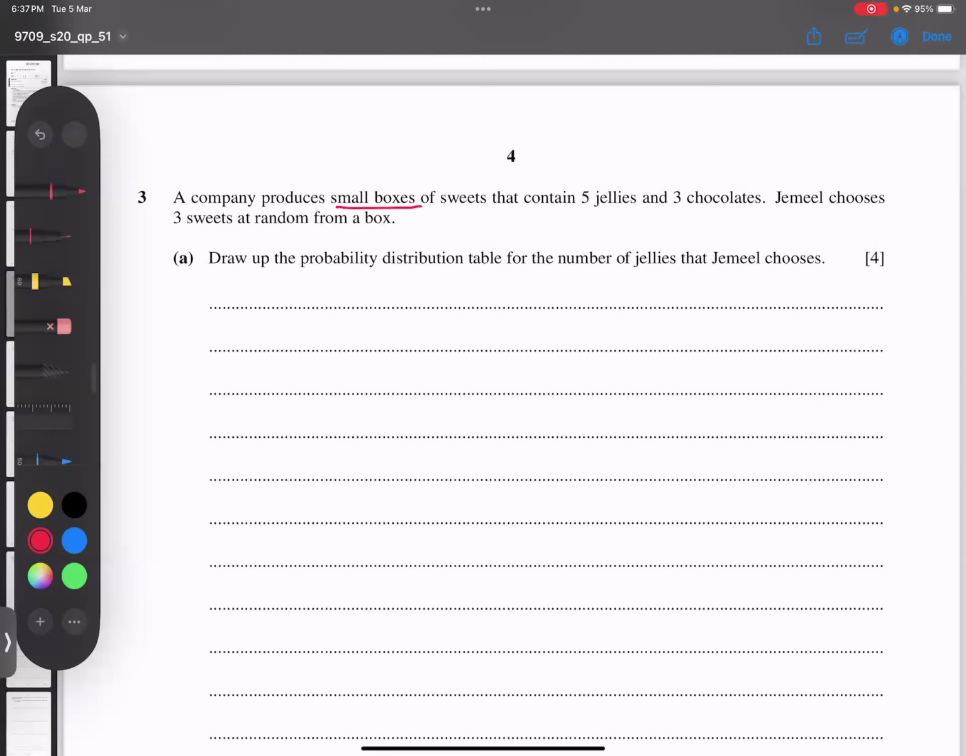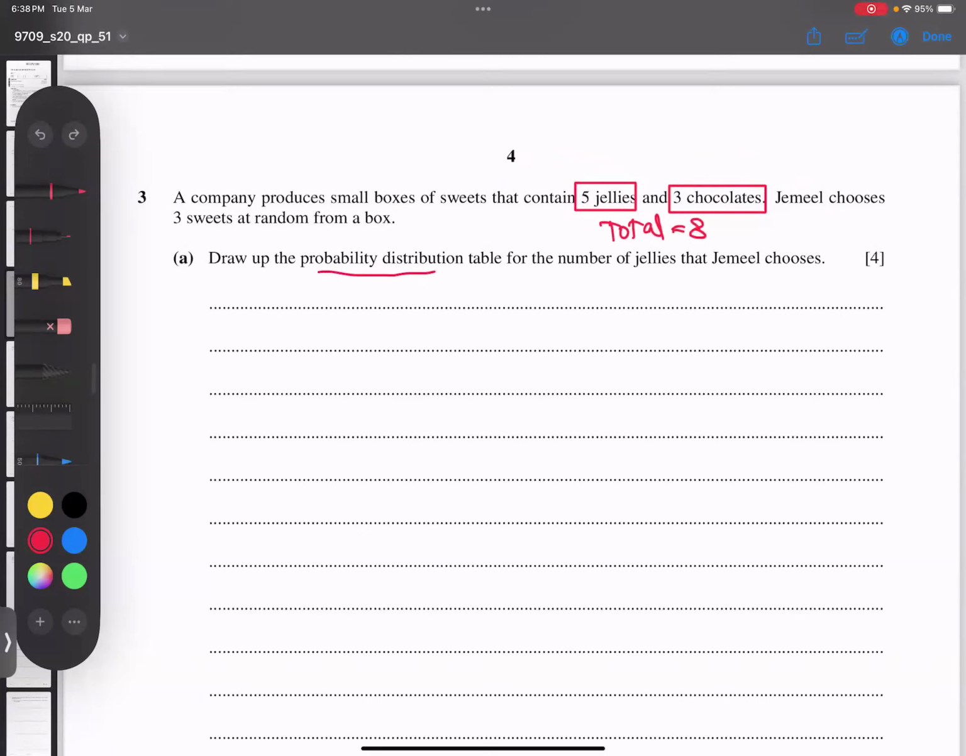This is the June 2020, 51 variant, question number 3. A company produced small boxes of sweets that contain 5 jellies and 3 chocolates. Total there are 8 sweets in a box. And Jamil chooses 3 sweets at random from a box.